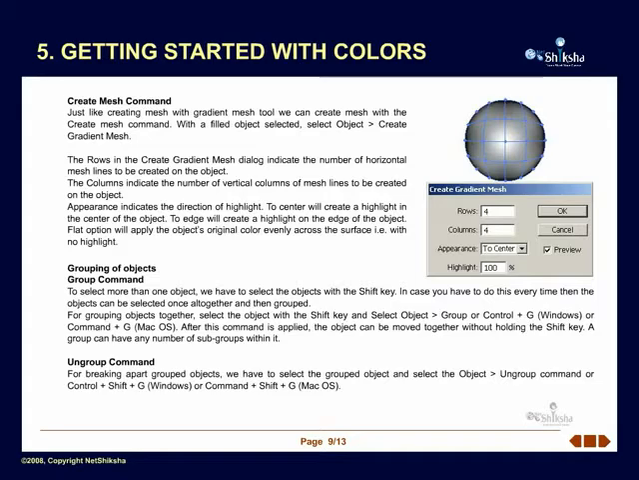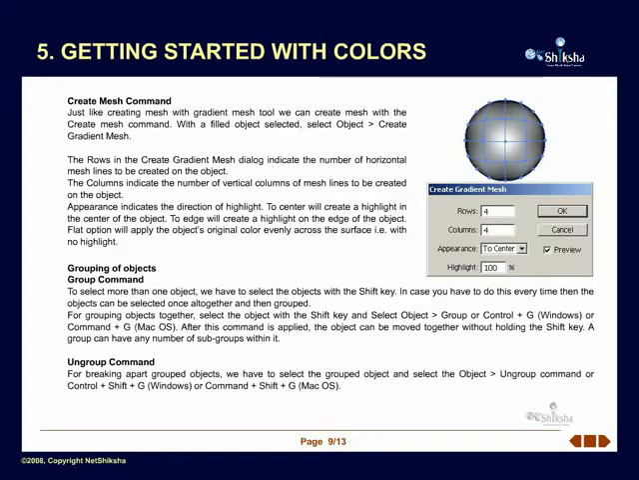Grouping of objects. Group command. To select more than one object, we have to select the objects with the Shift key. In case you have to do this every time, then the objects can be selected once altogether and then grouped.